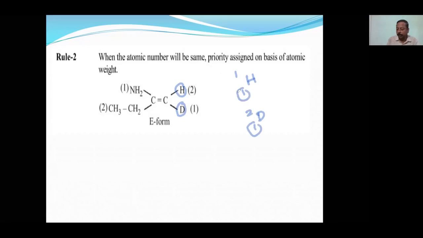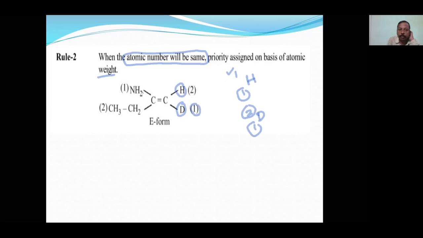Then we will go for the case where the attached carbon atoms or attached atoms or groups have the same atomic number. This rule must be used only when the atomic number of the groups or atoms attached to the stereogenic center are the same. Then priority order is assigned on the basis of atomic weight. So here the atomic weight is 1, here the atomic weight is 2. Therefore, this is higher priority, and this is lesser priority.